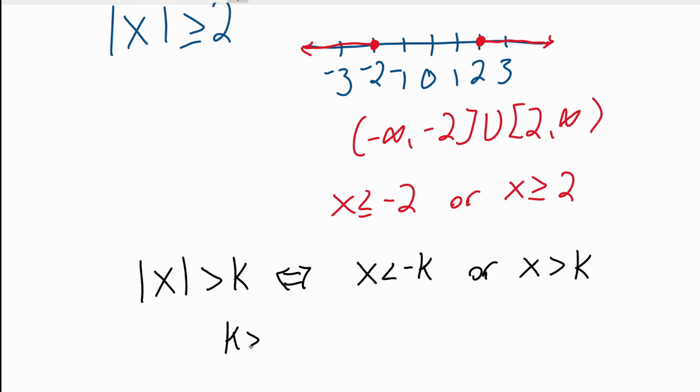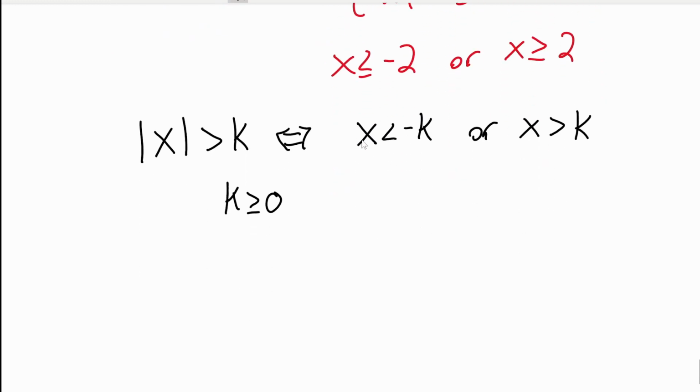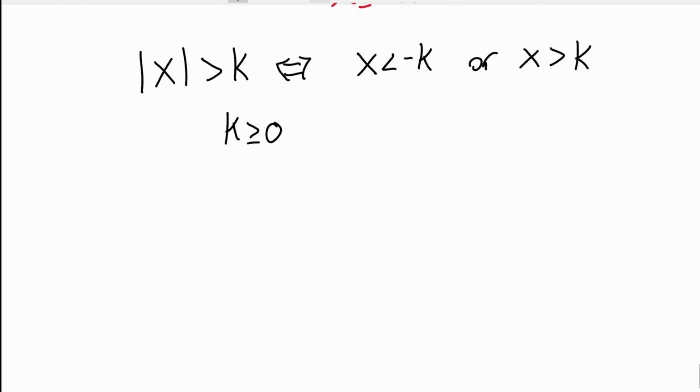Assuming k is positive again. Why do we need that assumption though? Well, if k is negative in this case, if we have the absolute value of x is greater than negative 2, well, that's always true, right? Because the absolute value of x is always going to be a positive number. So in this case, any number works. So this would be just negative infinity to infinity.